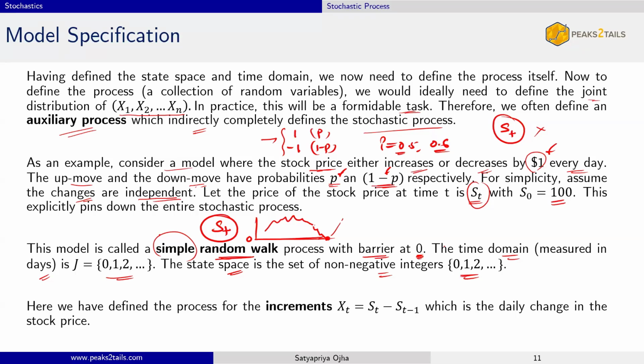Okay. But our model is not directly on the stock price. We are modeling the change in stock price through this distribution. You specify the distribution for the change. Remember what I said, auxiliary process. Here the auxiliary or helper process is the change or the increment. Increment is the textbook word that you need to use. We have defined the process for the increments, which is the change in stock price. So that is what our model is, and indirectly we would know everything about the stock price.